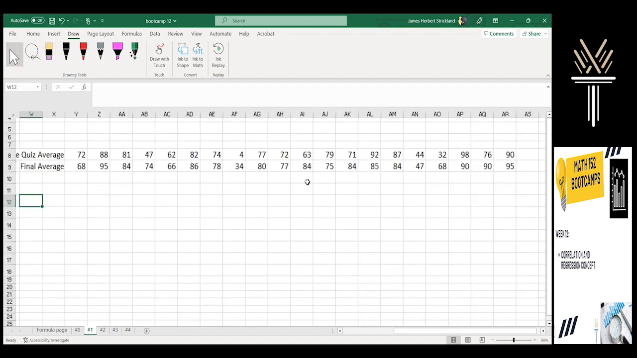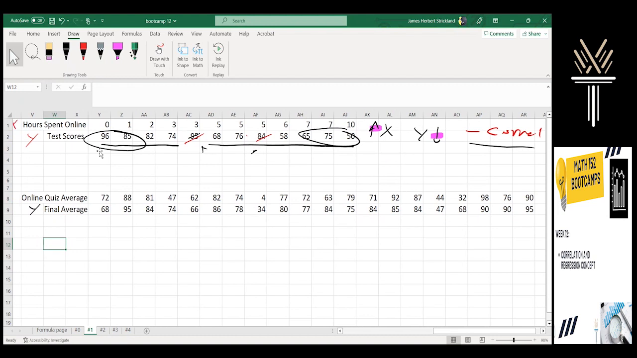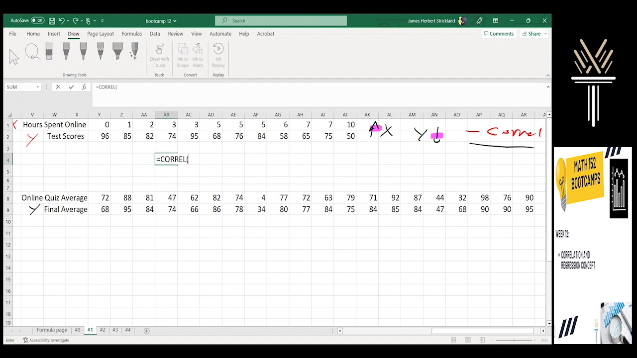Now let's calculate it. Our first real calculation of the day. I'm going to erase my lines here so I don't have any problem highlighting. And what we'll do is equals CORREL, y values, and then x values. Close it, hit enter, and there's my negative correlation.